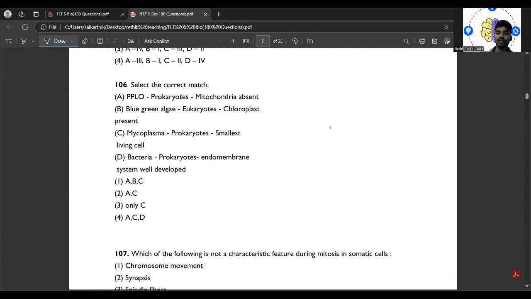So 106, I need to select the correct match here. What would be the answer? Here A is a correct match and C is a correct match. The other remaining are not correct matches because instead of eukaryotes, they are prokaryotes. And here, bacteria. This system is not well developed, it is actually absent here. So what would be the answer? Second.